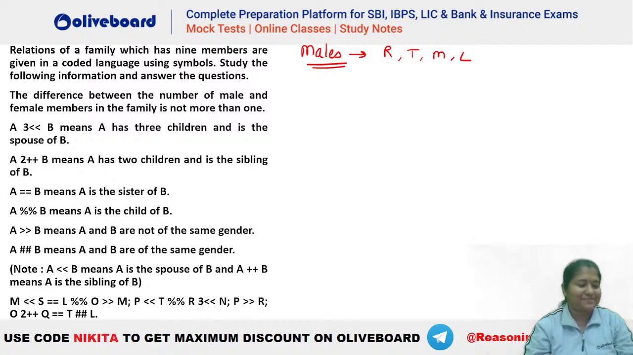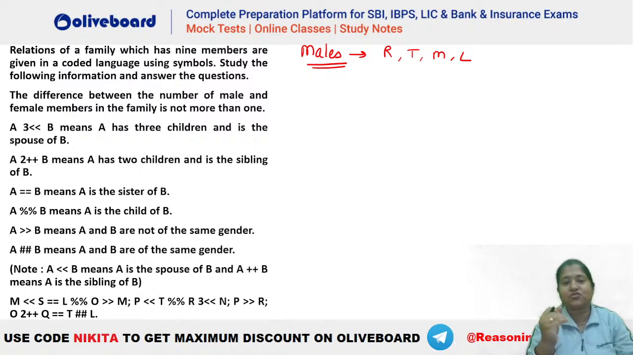Okay. Chalo, let's try this out, right? Let's see how this particular question is to be done here. So you can see relations of a family which has 9 members are given in a coded language. The difference between the number of male and female members is not more than 1. So either it has to be 0 or 1, right? So the difference between the number of male and female can be either 0 or 1. But 0 is not a possibility because we have 9 members in here. So 9 members cannot be equally distributed, right?